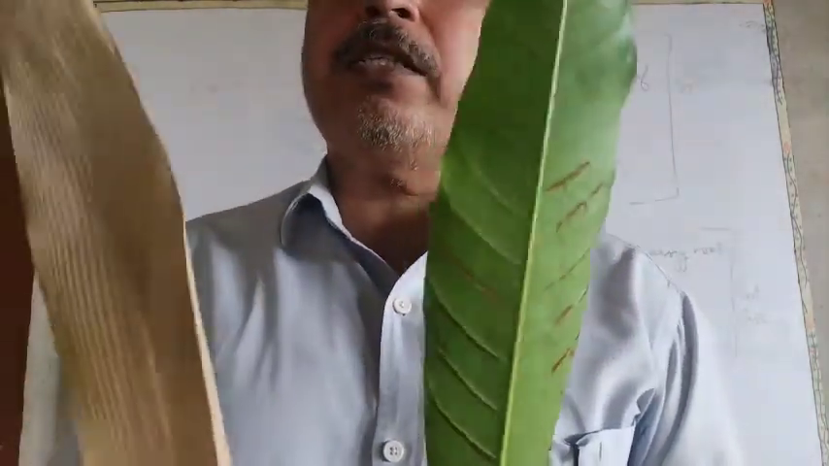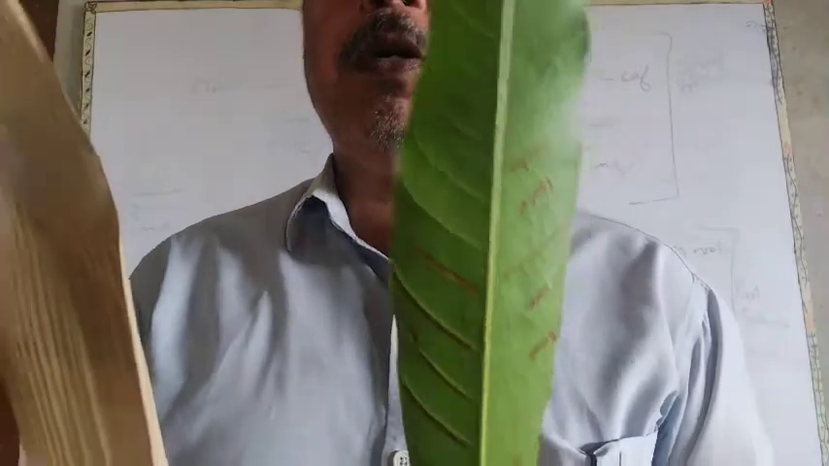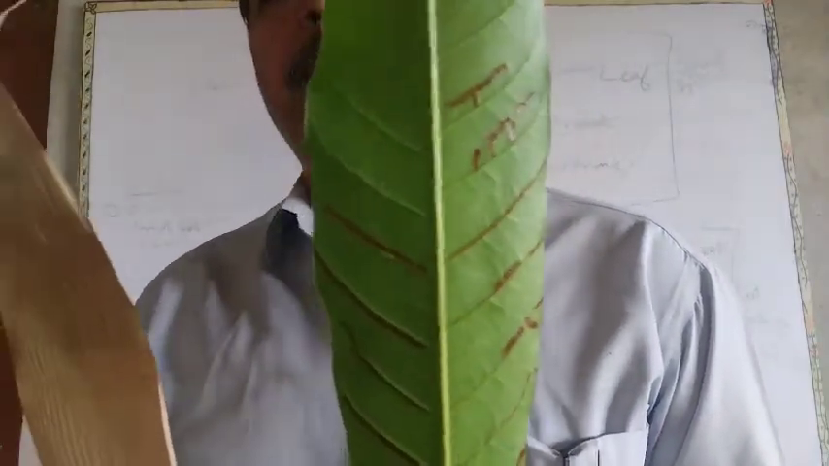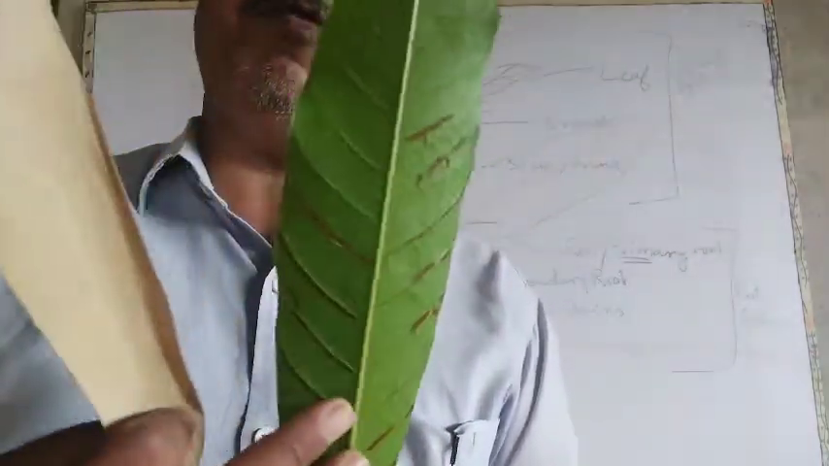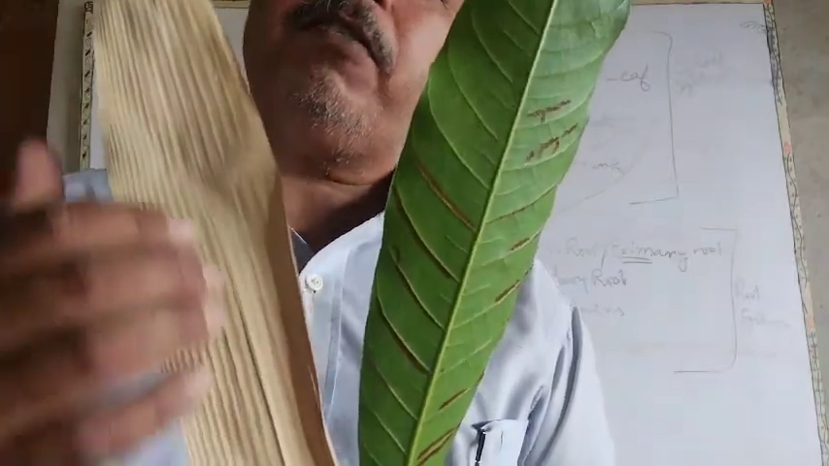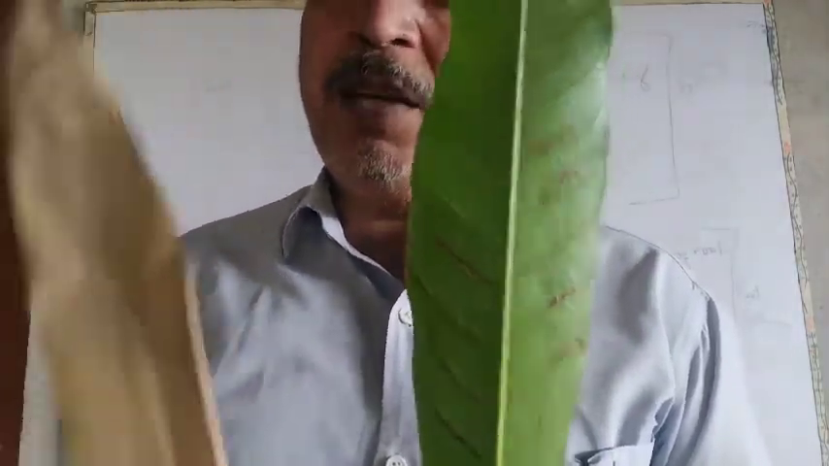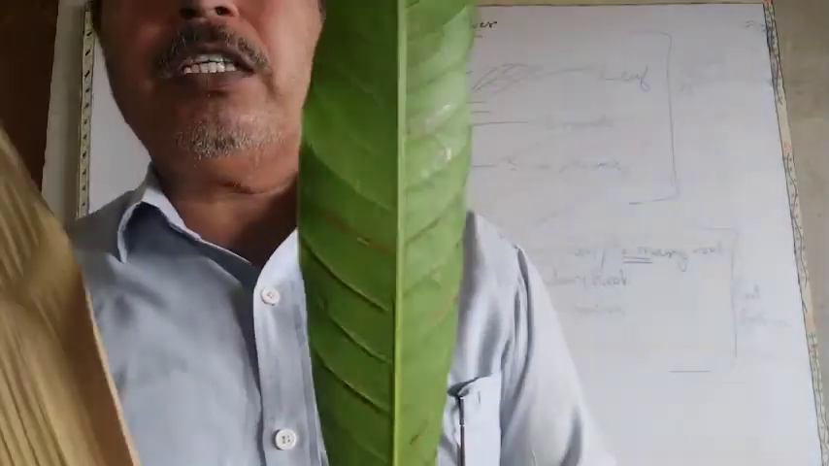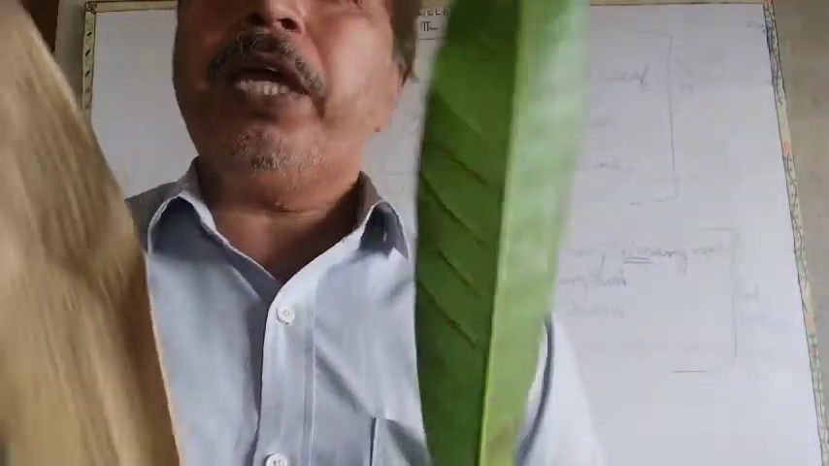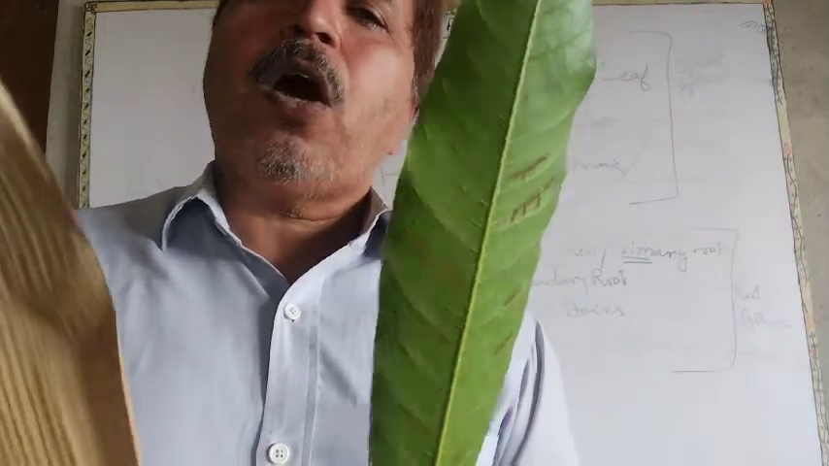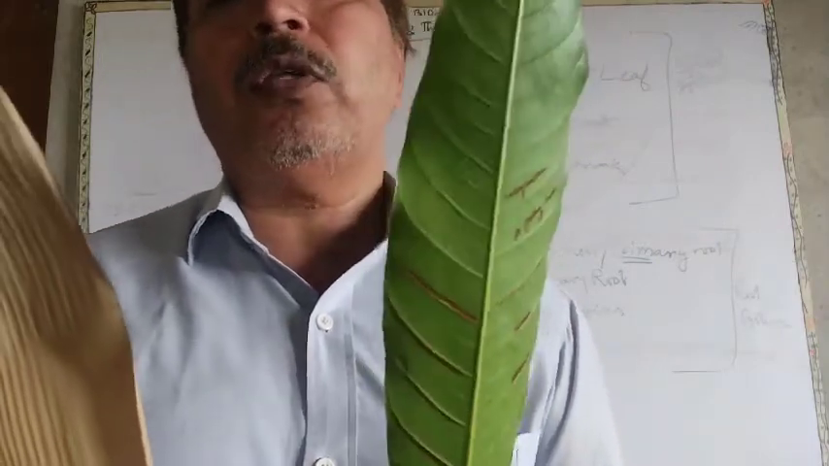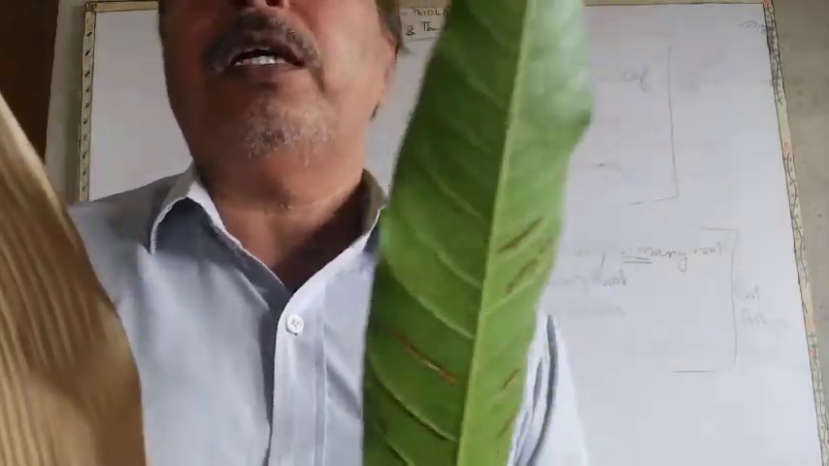Some plants have this type of leaf, some plants have this type of leaf, some plants have this type of venation, some plants have this type of venation, right? So we have named this venation. Venation is the pattern, the way, the design, of how these veins are arranged on the leaf lamina, right?